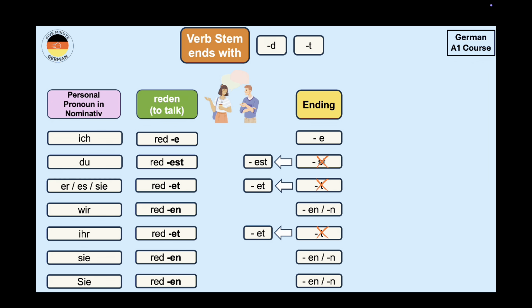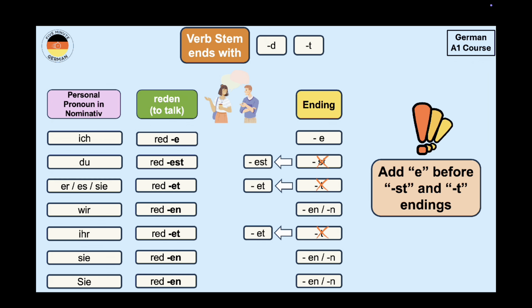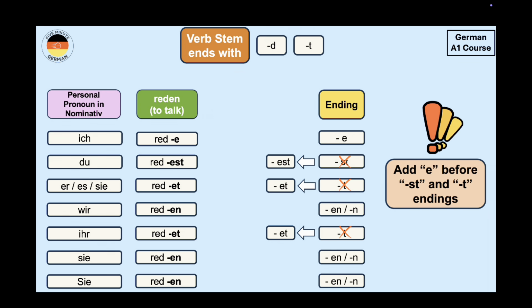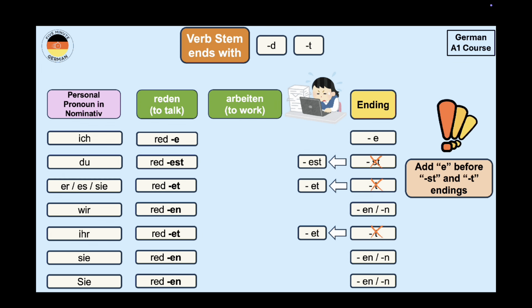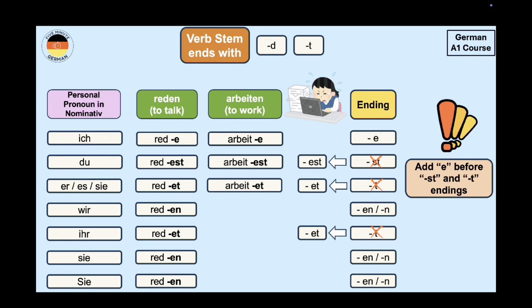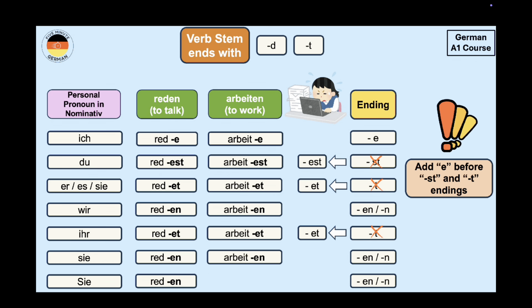So the rule over here is that when the verb stem ends with the letters d or t, then we add an e before the endings st and t. Let's take another example of the verb arbeiten, which means to work. So in the first person singular, it will be ich arbeite. With du, it will be arbeitest. With er, sie, es, it will be arbeitet. With wir, it will be the same as the infinitive form, so it will be wir arbeiten. With ihr, it will be ihr arbeitet with the ending et at the end. And with sie, it will be arbeiten, and in the formal way, it will be again Sie arbeiten.